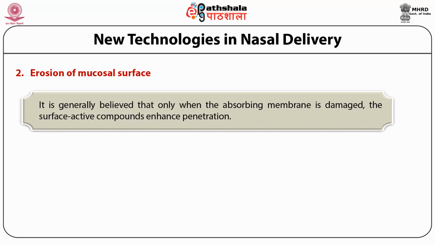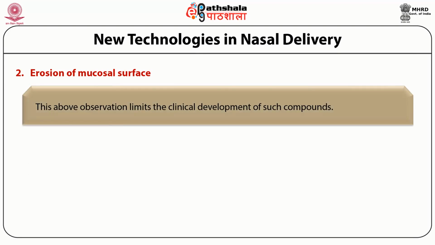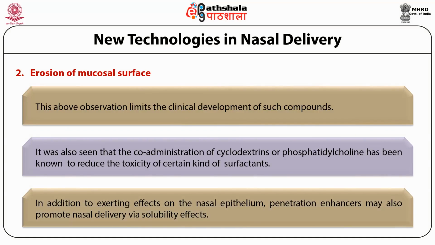It is generally believed that when the absorbing membrane is damaged, the surface active compounds only enhance penetration. Patients have experienced stinging in the eye and excessive lacrimation when STDHF was used as a penetration enhancer at a concentration as low as 0.8% weight by volume. This observation limits the clinical development of such compounds. It was also seen that co-administration of cyclodextrins or phosphatidylcholine has been known to reduce the toxicity of certain kinds of surfactants. In addition to exerting effects on the nasal epithelium, penetration enhancers may also promote nasal delivery via solubility effects.